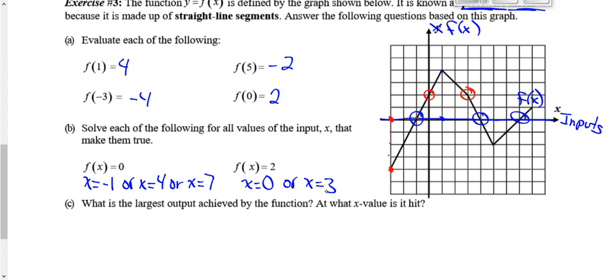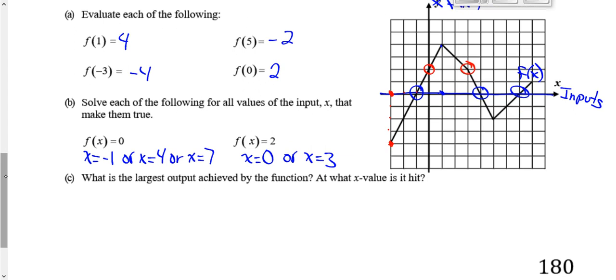So, what's the largest output achieved by the function? Remember, the output is the f of x, the y value, the graph. What's the largest value that the graph hits? It's right up here, isn't it? 1, 2, 3. It looks like 4 to me. So f of x equals 4. That's the largest value, the maximum value, right? At what value of x?